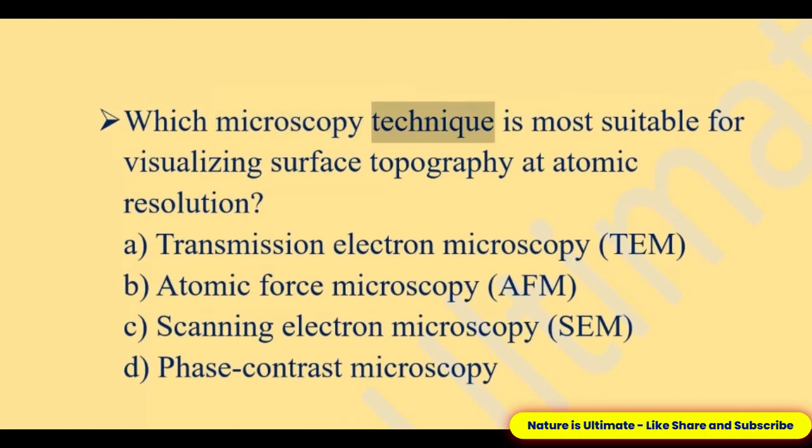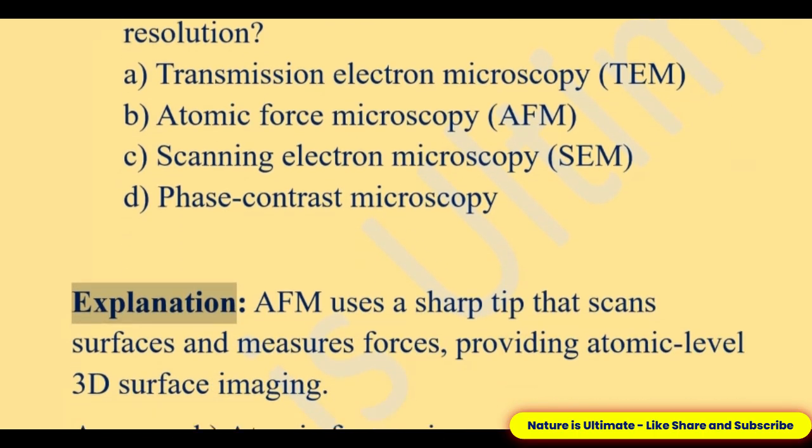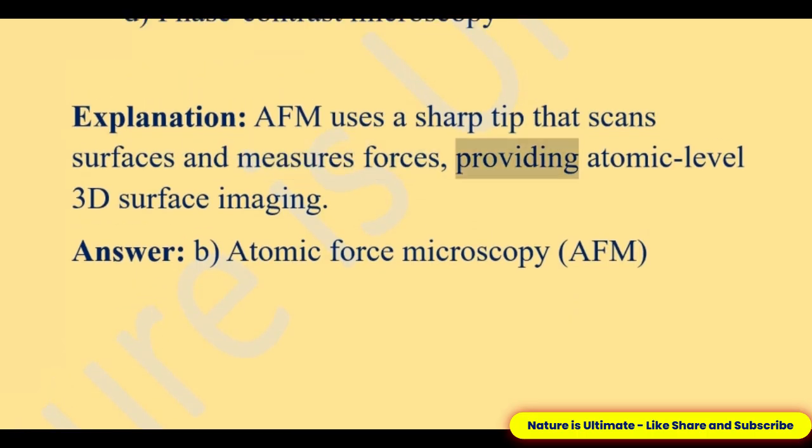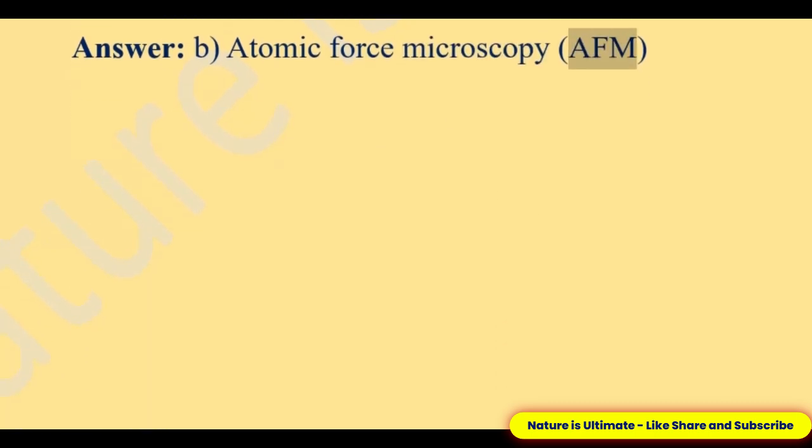Which microscopy technique is most suitable for visualizing surface topography at atomic resolution? A. Transmission electron microscopy, TEM. B. Atomic force microscopy, AFM. C. Scanning electron microscopy, SEM. D. Phase contrast microscopy. Explanation: AFM uses a sharp tip that scans surfaces and measures forces, providing atomic level 3D surface imaging. Answer: B. Atomic force microscopy, AFM.